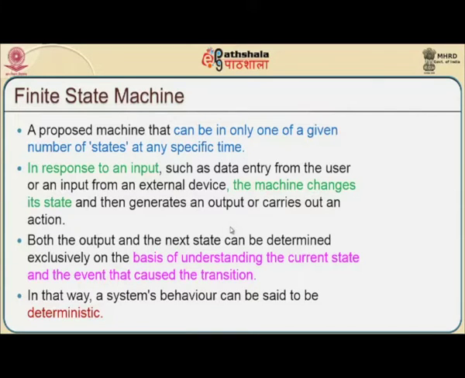In response to an input, such as a data entry from the user or an input from an external device, the machine changes its state and then generates an output or carries out an action. Both the output and the next state can be determined exclusively on the basis of understanding the current state and the event that caused this particular transition. In that way, the system's behavior can be said to be deterministic. So, to understand better the deterministic behavior of the system, as I have pointed out in the functional requirement, we draw these finite state machines.